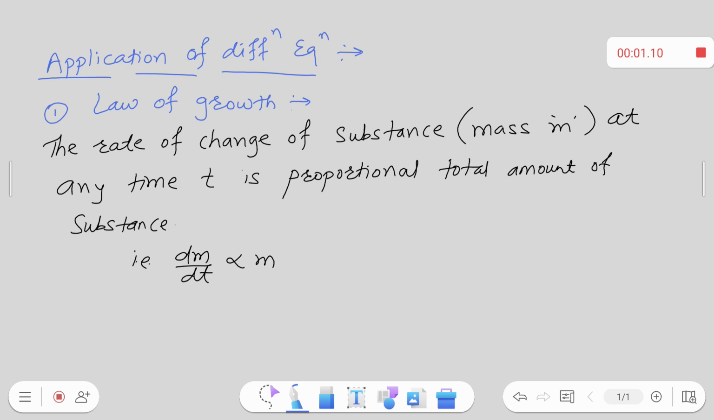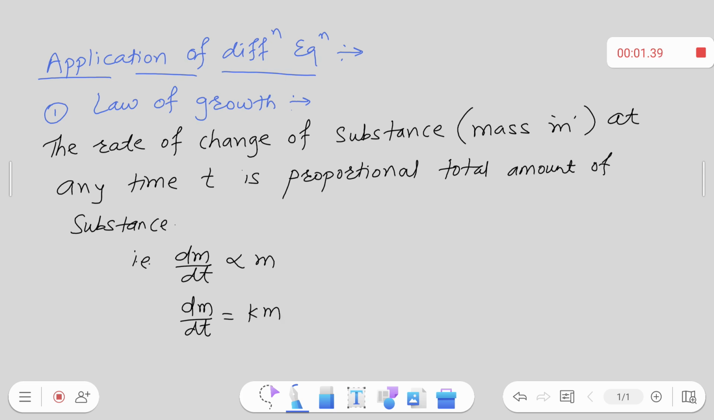The rate of change of substance, you may assume, for example, population. The rate of change of population, if m amount of population is there, is proportional to the total number of people, or total number of populations. So dm by dt is proportional to m. Now to remove this proportional sign, add the constant of proportionality. If we assume k as the constant of proportionality, then it is k times m.